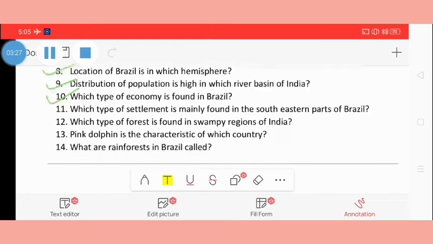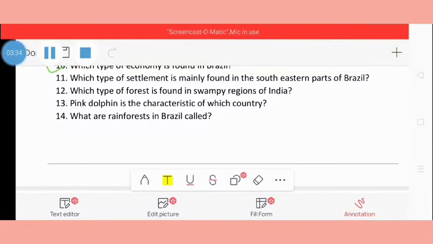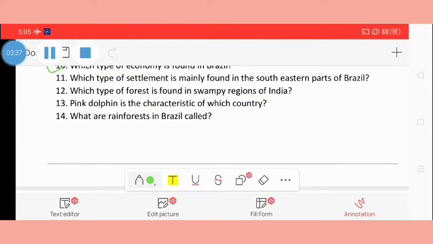Next, 11th question. Which type of settlement is mainly found in the southeast part of Brazil? The nucleated type of settlement is mainly found in the southeast part of Brazil.